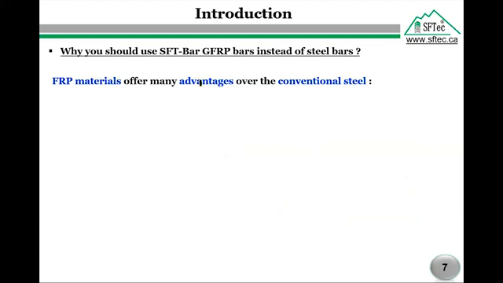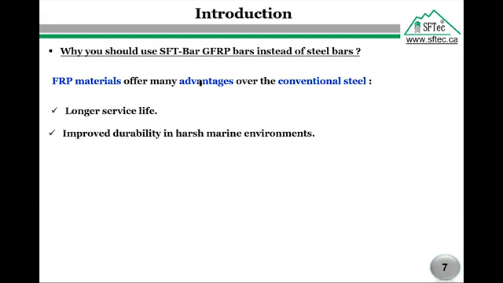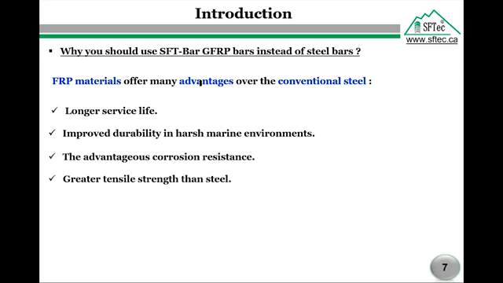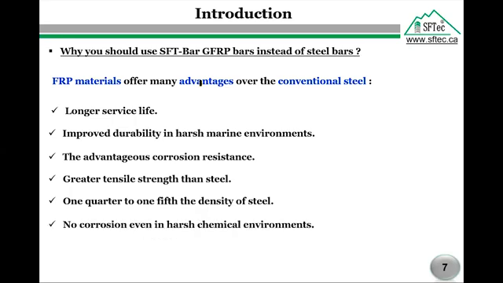FRP materials offer many advantages over conventional steel bars, such as longer service life, improved durability in harsh marine environments, corrosion resistance, high tensile strength compared to the yield stress of steel, lighter weight than steel, and no corrosion even in harsh chemical environments. Finally, neutrality to electrical and magnetic disturbances.